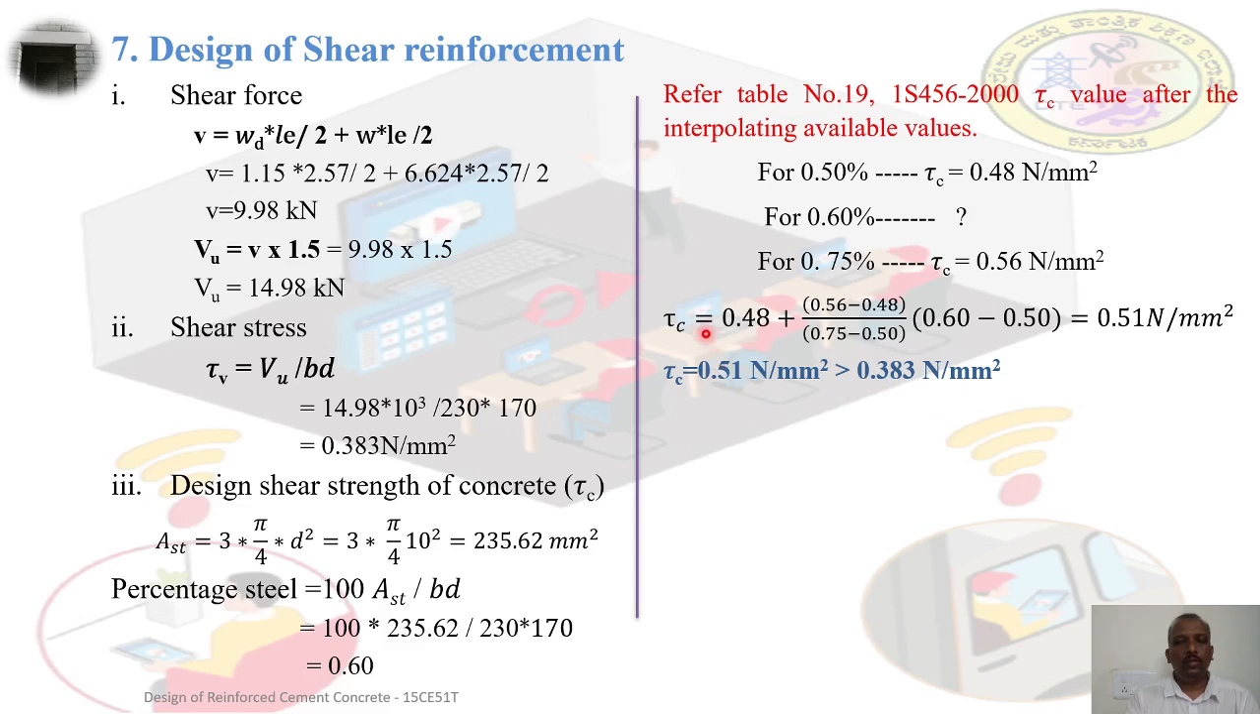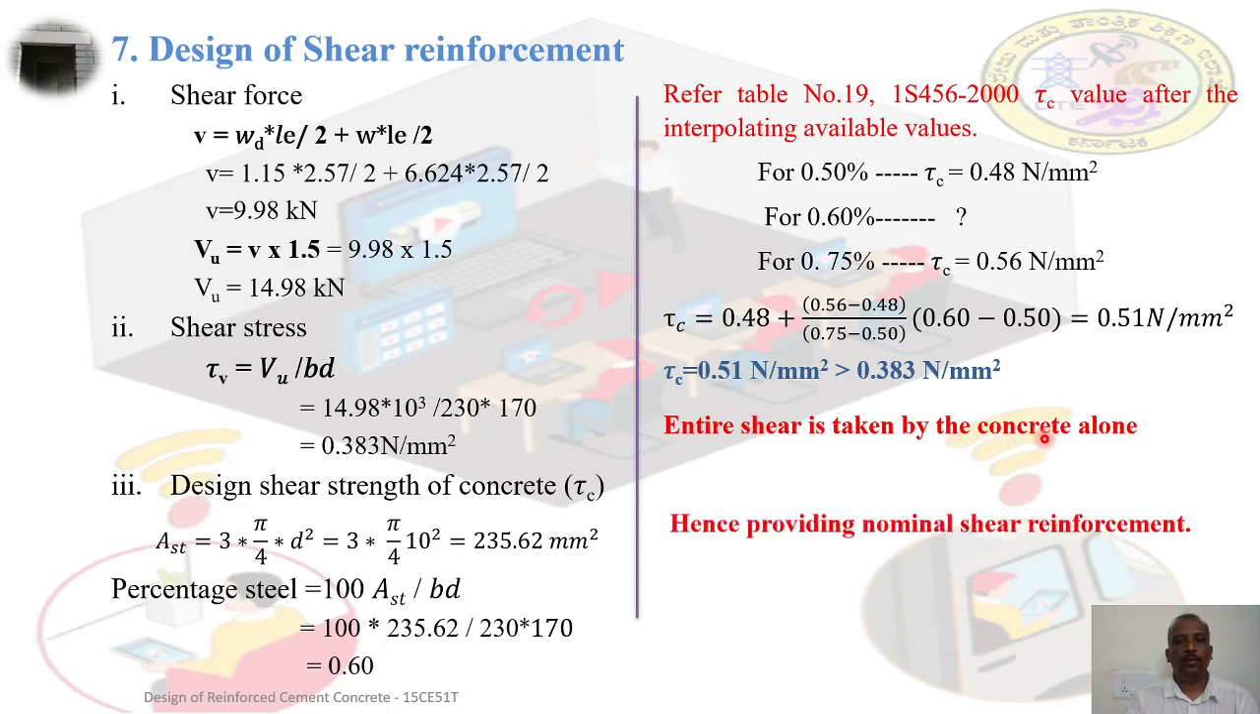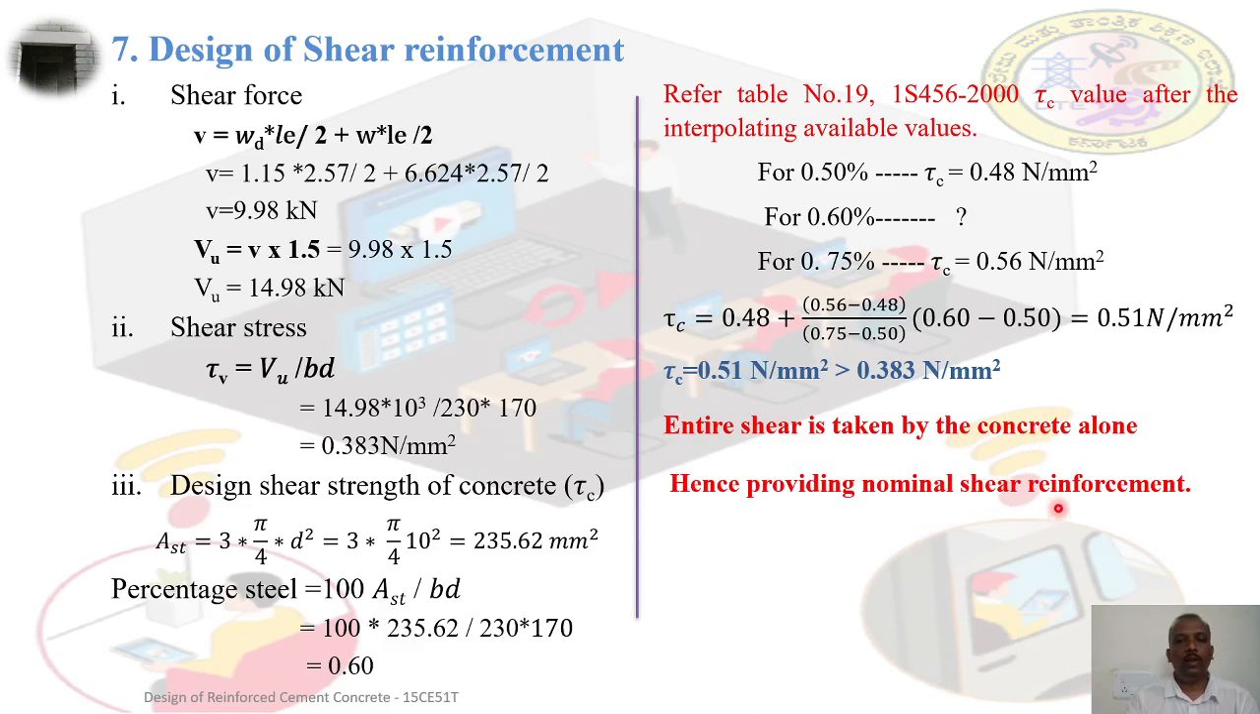Once we obtain the value of tau c, it is compared with the nominal shear stress, tau V. Since tau c is greater than tau V, the strength of the concrete is more than the nominal shear stress. That means we need not design the shear reinforcement. The shear is taken by concrete alone. Hence provide nominal shear reinforcement.